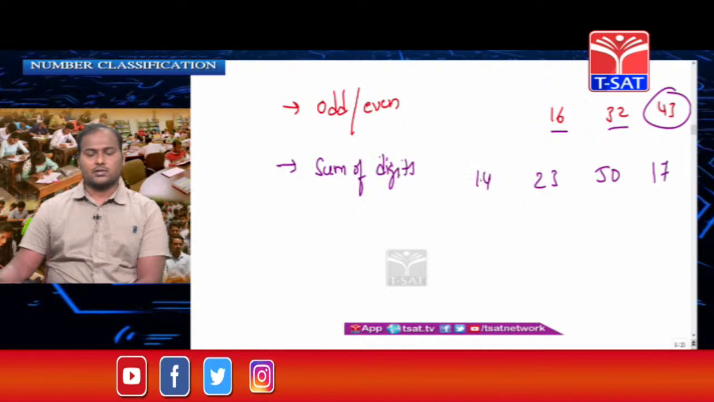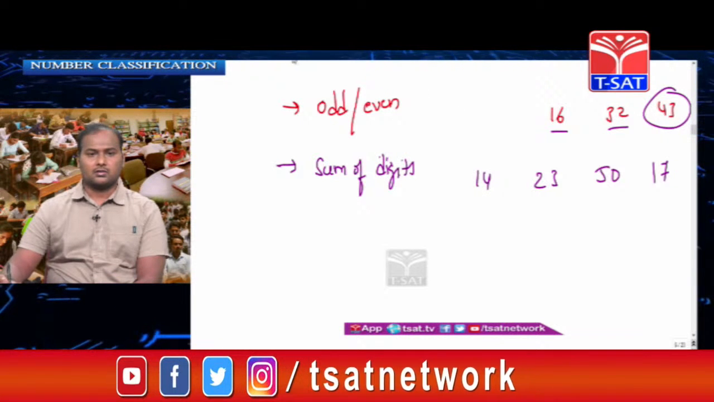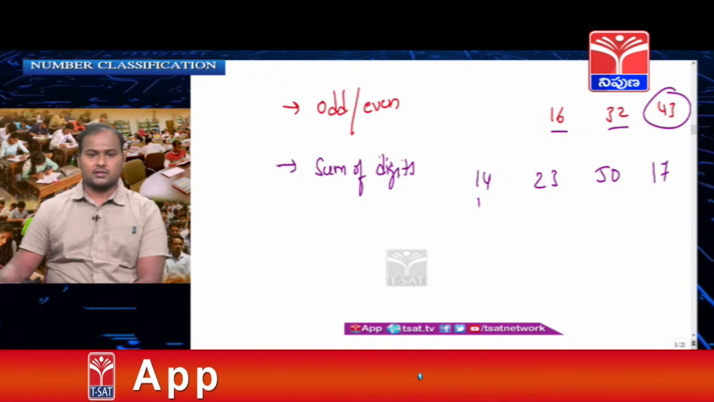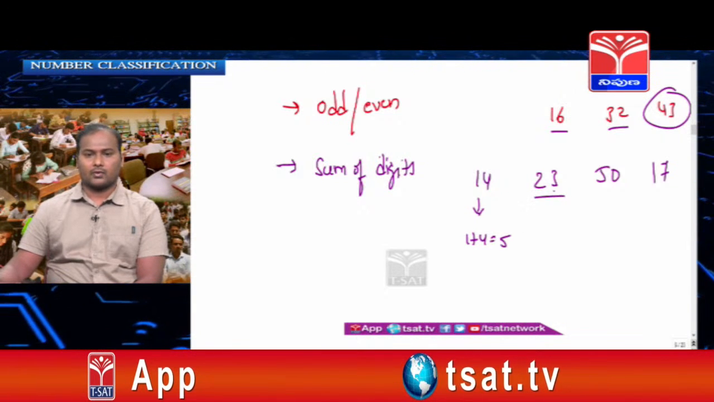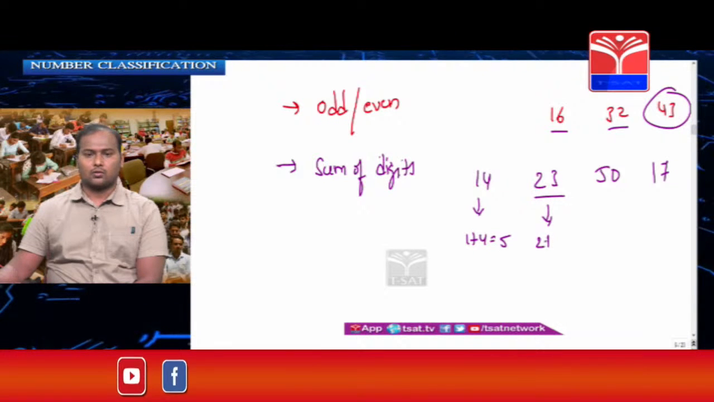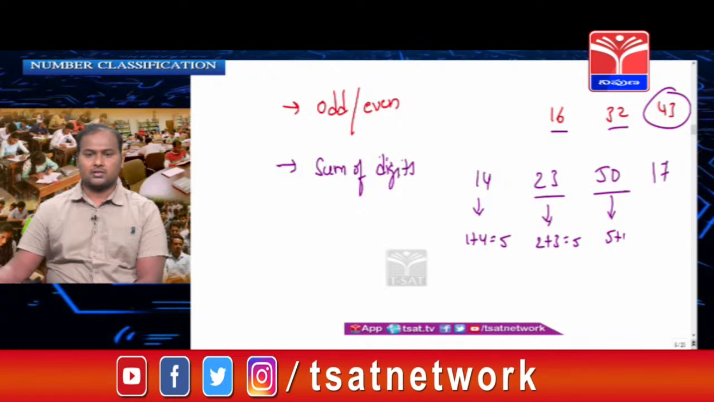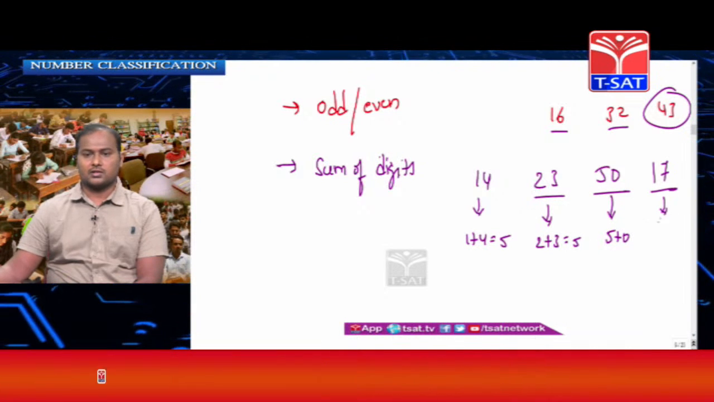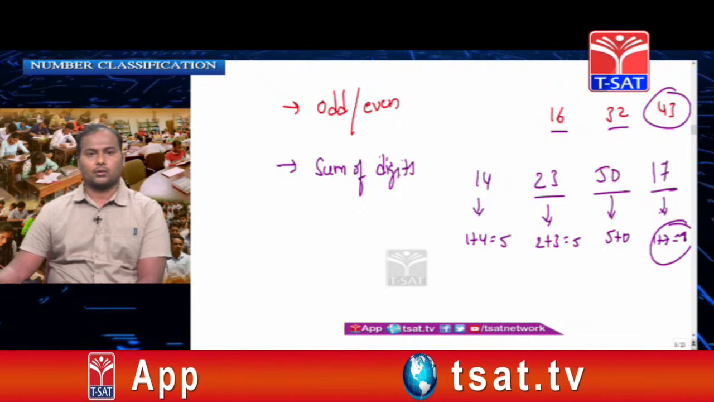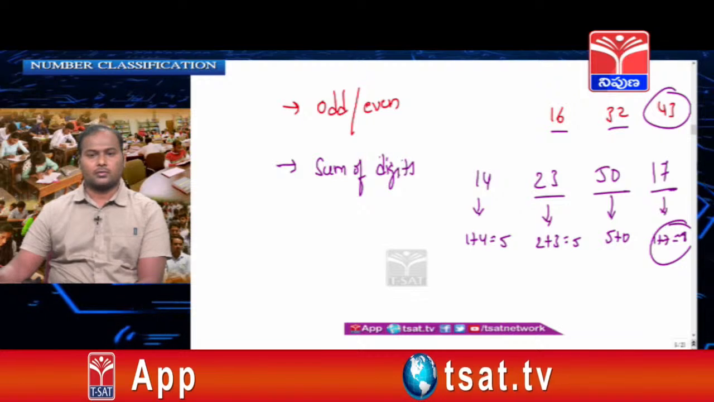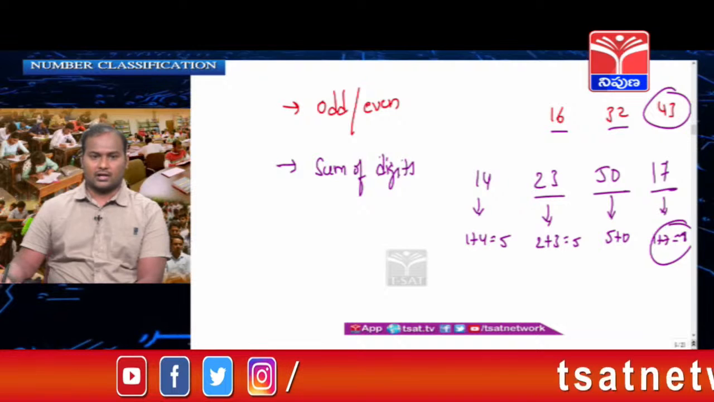See, in this case we'll check squares, cubes, prime numbers, odd numbers, even numbers and even sum of digits also. The moment you see this, 14, 1 plus 4 is 5. Here 23, 2 plus 3 is also 5. Then 50, 5 plus 0 is also 5. The moment you see 17, 1 plus 7 will become 8. So this is different compared to the others. So your answer will be 17. So you can expect questions based on sum of digits as well.